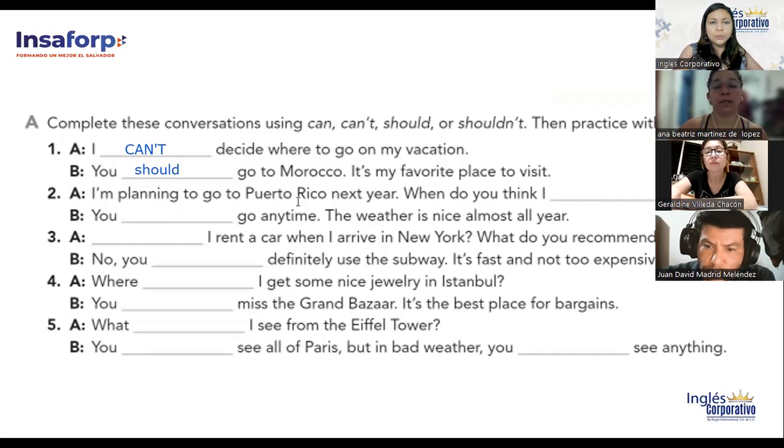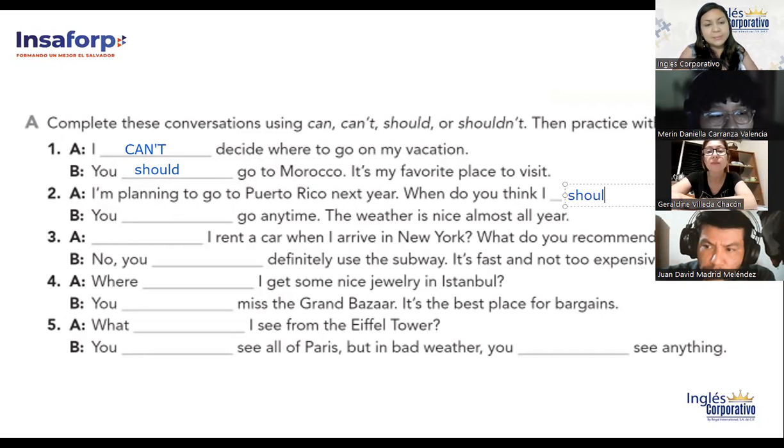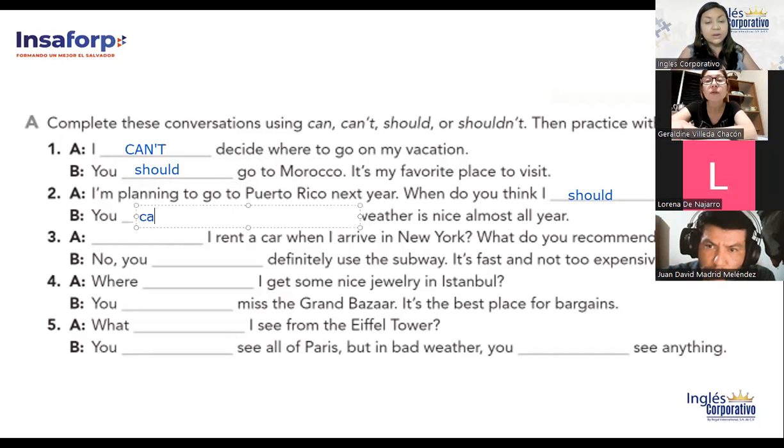I'm planning to go to Puerto Rico next year. When do you think I should go? What is the best time to go? When do you think I should go? You can... Okay, you can go anytime. The weather is nice almost all year, no problem.